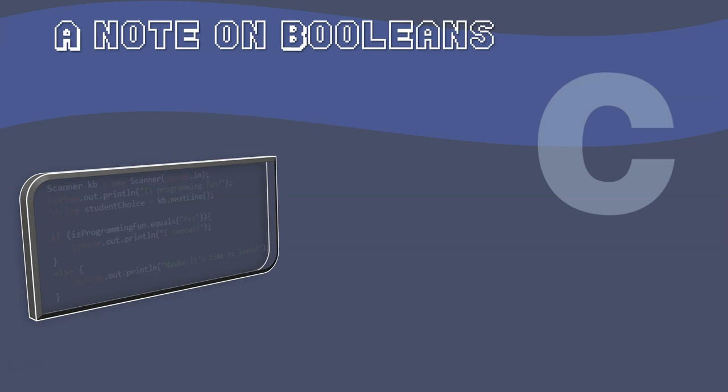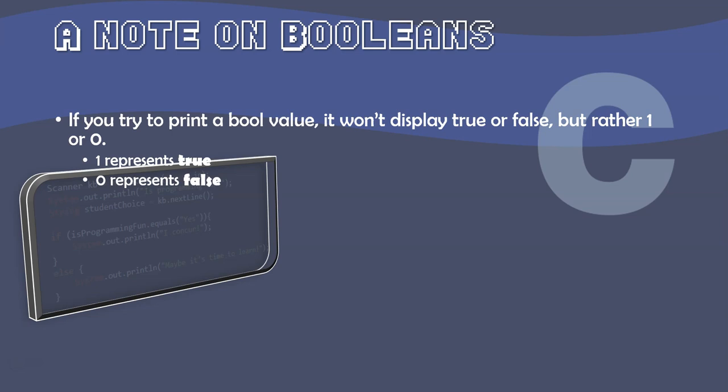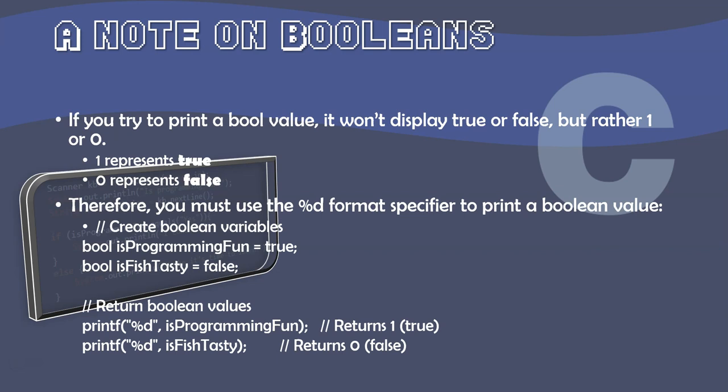Now, let's do a quick note about Booleans, because how we are used to using Booleans in languages like Java or even Python to an extent are a little different in C. If you tried, for example, to print a bool value, one thing you'll notice is that it doesn't display true or false, but rather 1 or 0. In this case, 1 represents a value being true, and 0 represents a value being false.